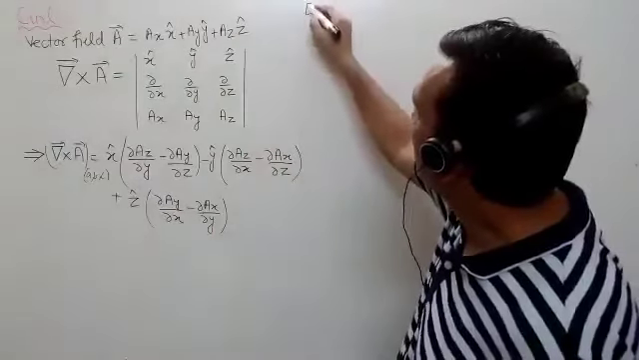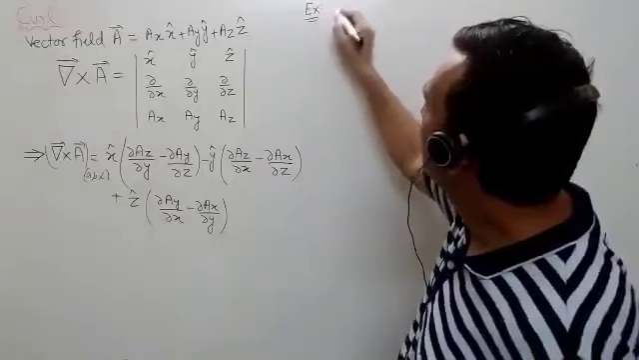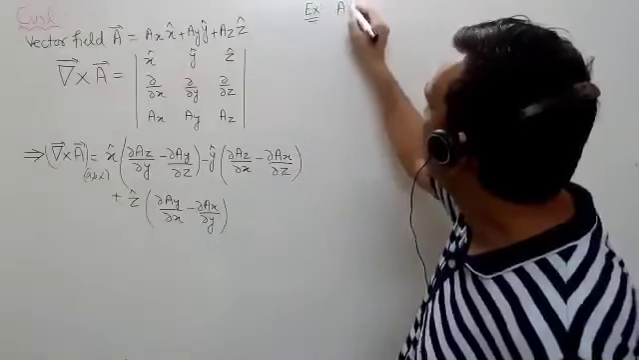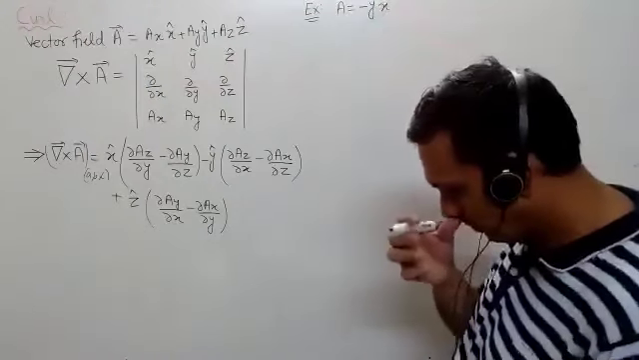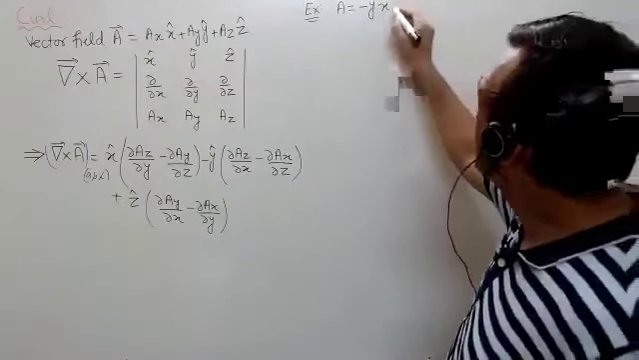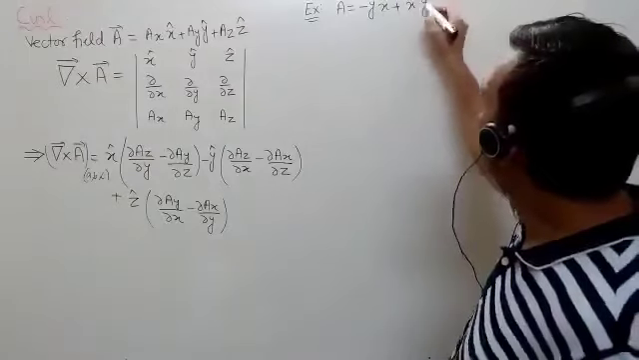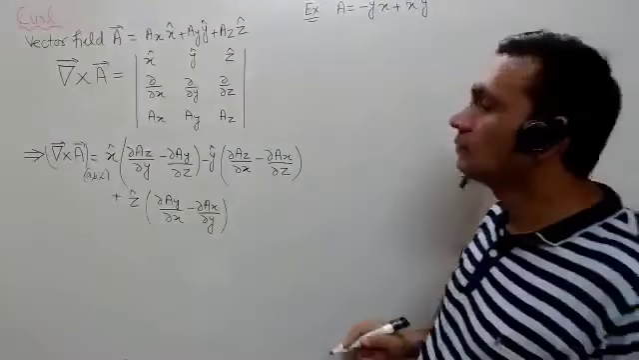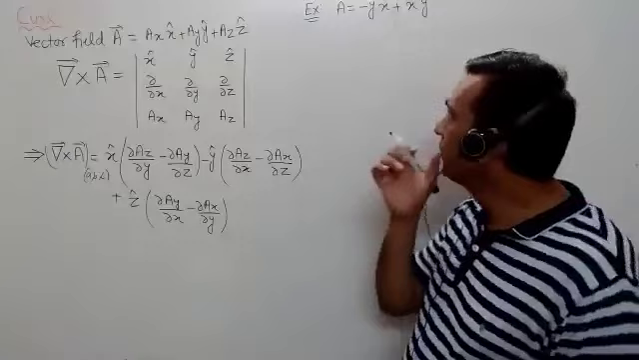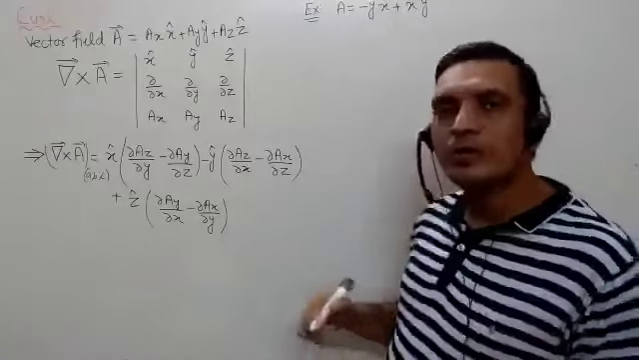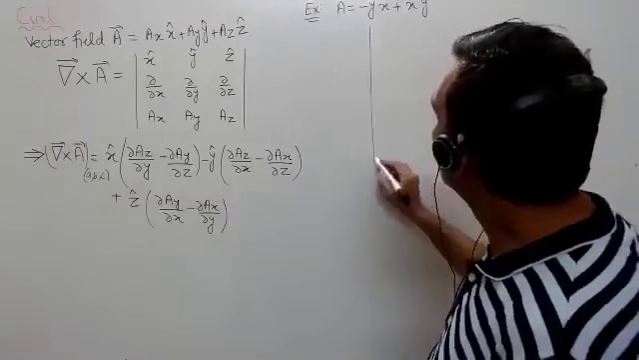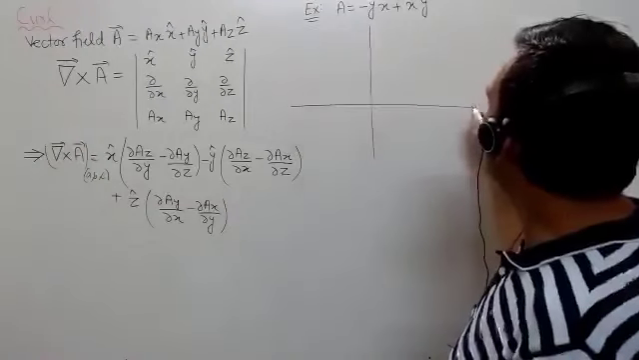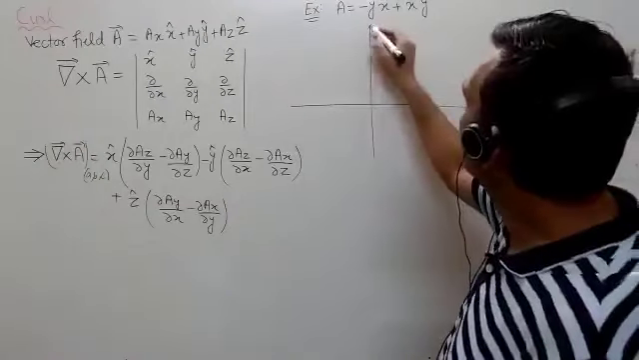So let us take that vector field. Vector field A is, you can take it as minus y x cap plus x y cap. Let us take this vector field. Now we have to represent this vector field. Take it as x and y direction.